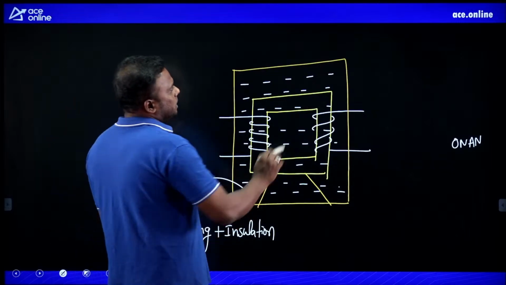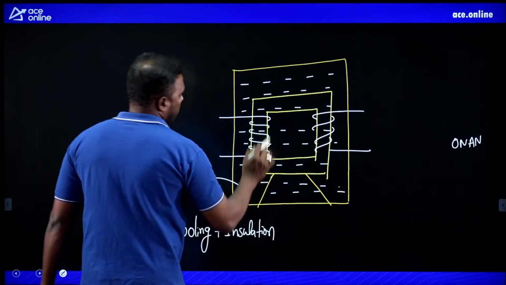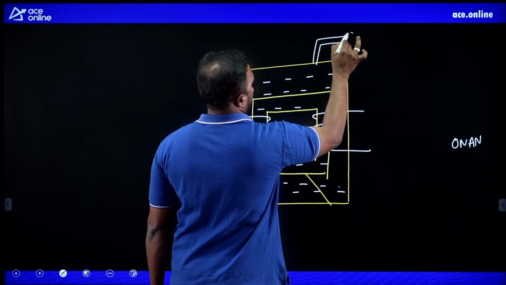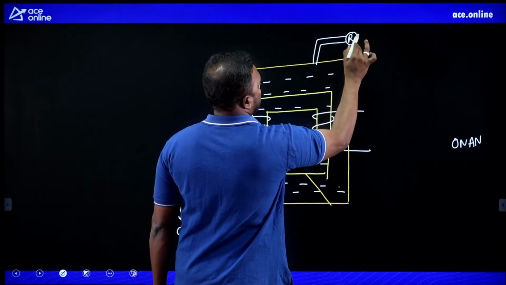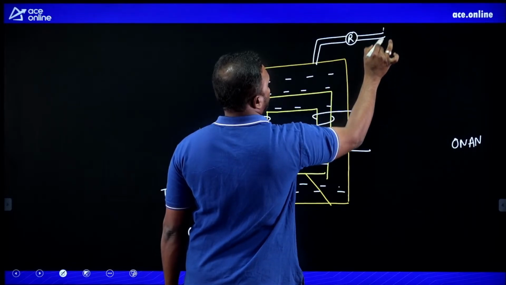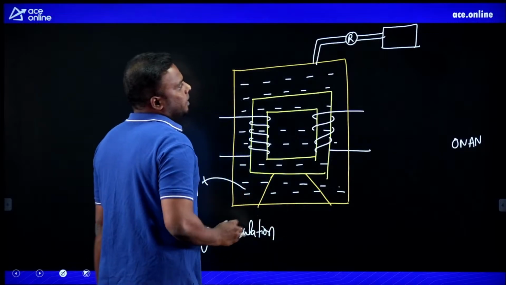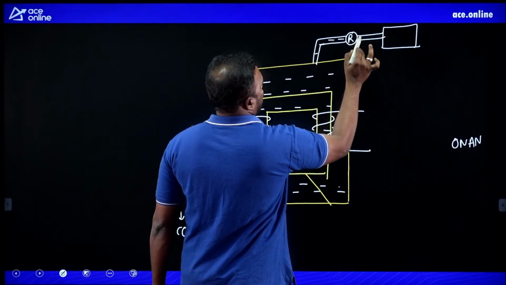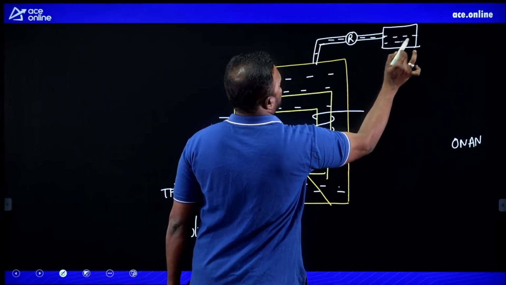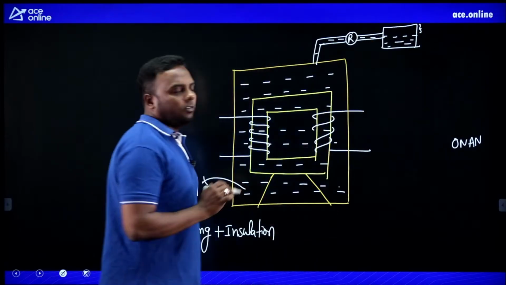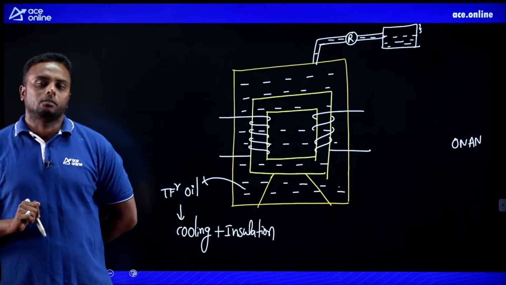Now at the top of this transformer we have the conservator tank. In between the tank and conservator we have a Buchholz relay. This is the conservator, and the oil is connected to the conservator up to some level, but not completely. Some air gap is still present. Some gap will be there. That is very important in the conservator.